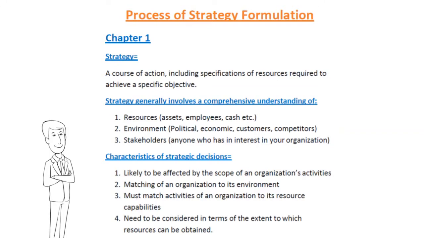So, what are the characteristics of any strategic decision? It affects the entire scope of the organization. It matches the organization to its environment and it looks at the capabilities of the organization. So, roughly, a strategy is how you use your resources for the future. It involves resources, environments, stakeholders, and its characteristics are that it's affected by the scope of the organization, by the environment, and it needs to be considered in the longer term.